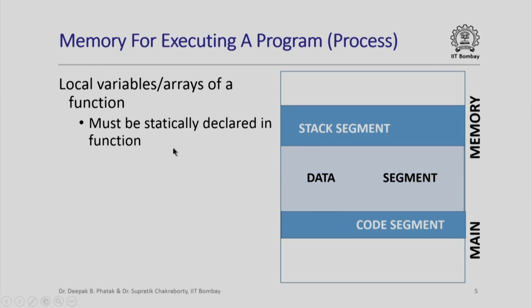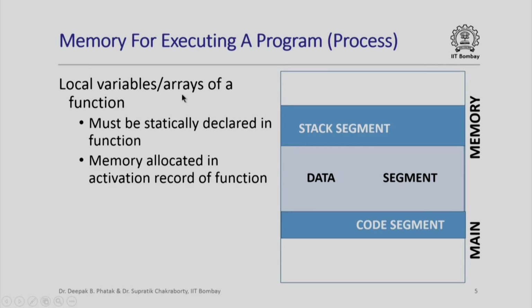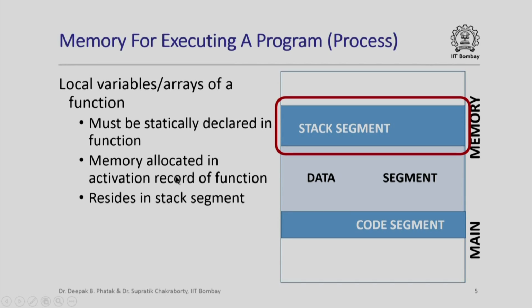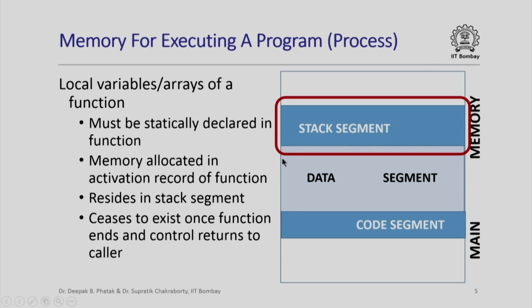statically declared in the body of the function. We have to declare all the local variables and arrays that we want to use in a function. As a result, the memory for each of these variables and arrays is allocated in the activation record of the function when the function is called. Since the activation record gets pushed into the call stack and the call stack resides in the stack segment, all of this memory allocated for local variables and arrays really resides in the stack segment. Once the function ends and the control returns to the caller, the entire activation record is freed. So all of these local variables and arrays also cease to exist once the function returns control to the caller.